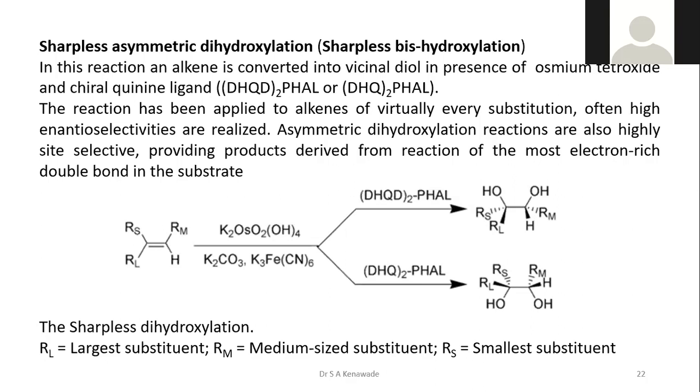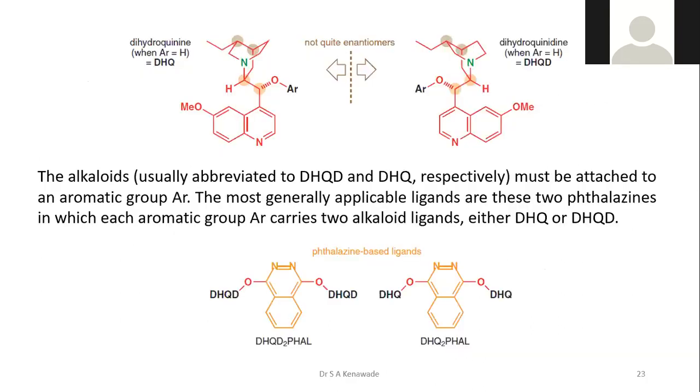Then let's start discussing the DHQD and DHQ. If you can see the structure of DHQ, here if the aromatic substituent is hydrogen, then this type of compound we call DHQ, dihydroquinine, and then this structure again is not the enantiomer. These are not the enantiomer. This is not the same. Again here the aromatic is assigned as hydrogen. Then we get dihydroquinine. Then what happens?